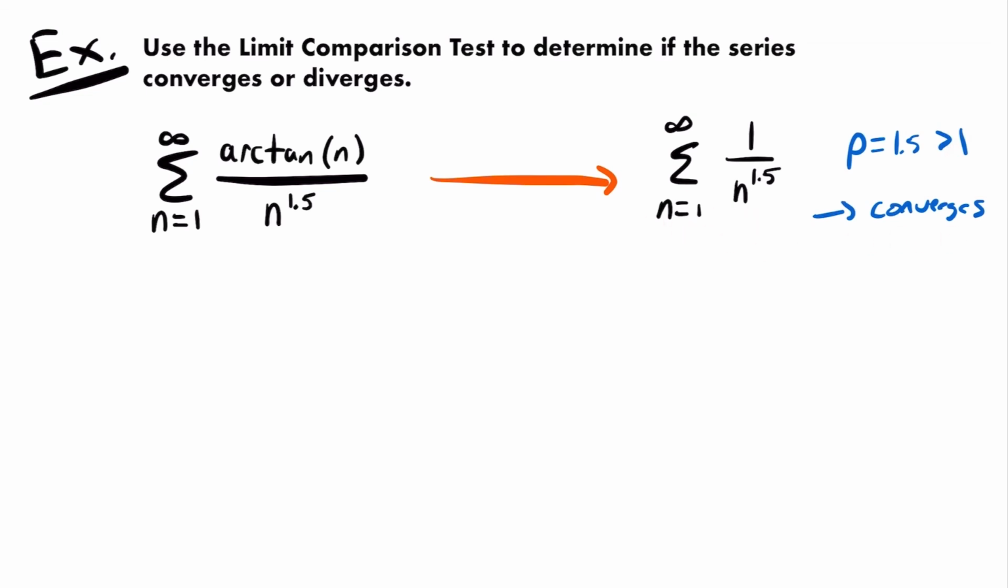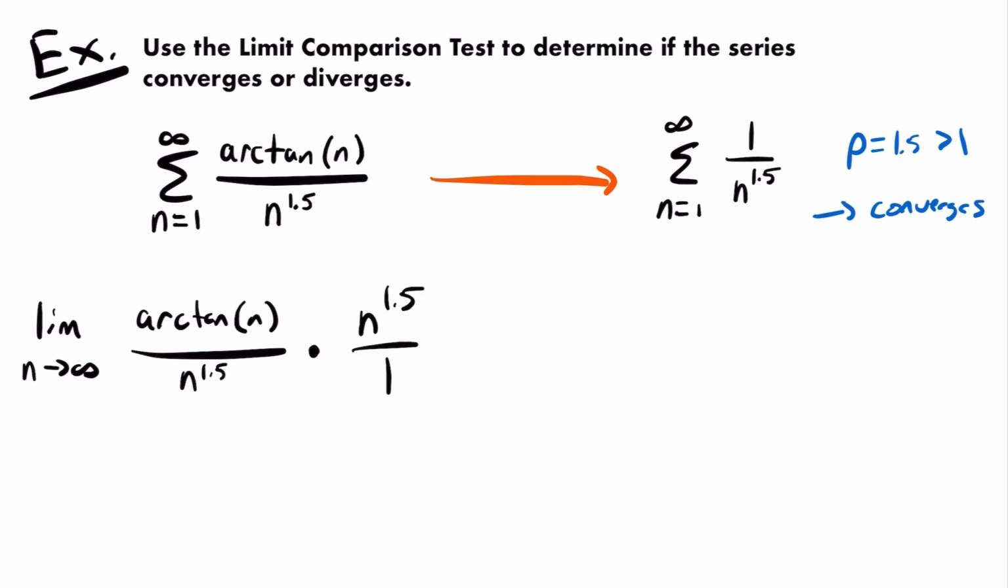Okay, and so now let's use the limit comparison test and see if we can conclude that this series also converges. So we're going to look at the limit as n approaches infinity of arctangent of n divided by n to the power of 1.5, and we're going to be dividing that by 1 divided by n to the power of 1.5. And that will be the same as multiplying by the reciprocal, which is n to the power of 1.5 divided by 1. Now you can see that n to the power of 1.5 is going to cancel out with itself since it's in the numerator and denominator. And so we're just going to be left with the limit as n approaches infinity of arctangent of n.